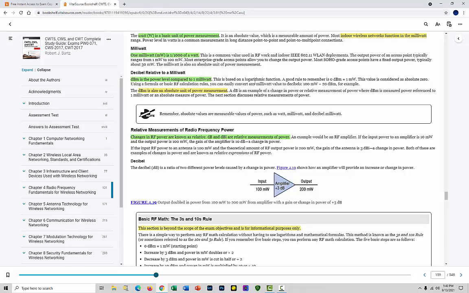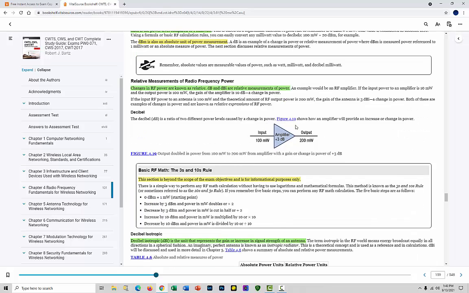Decibel relative to milliwatt. We're kind of getting into the weeds here a little bit. This is technical. So decibel relative to milliwatt is a power level compared to a milliwatt. Don't worry about the logarithmic function. We're not here to learn that. But it again is the absolute unit of power or measurement. This talks about it here.